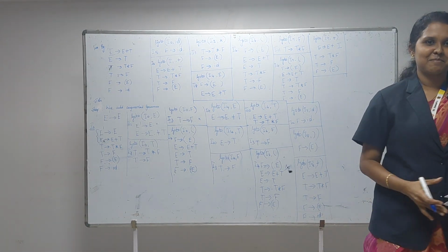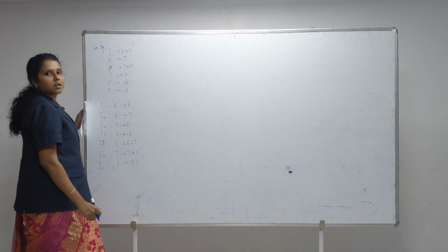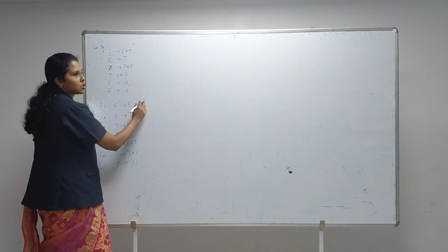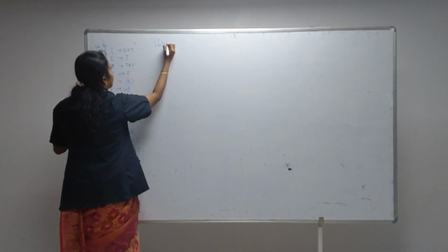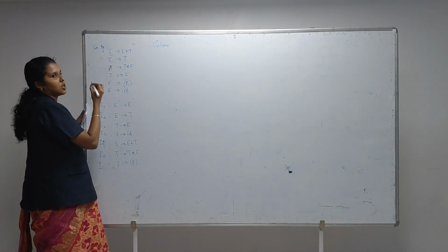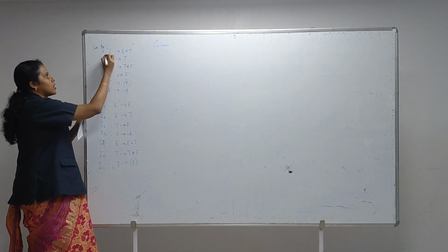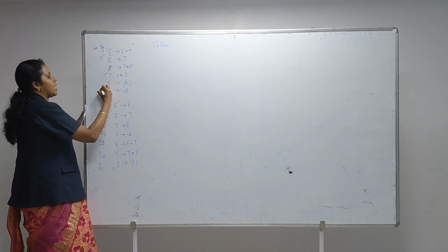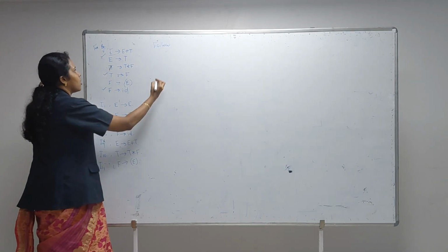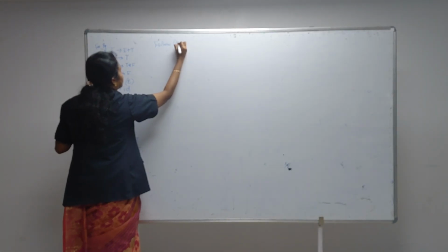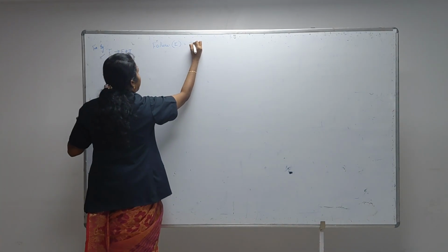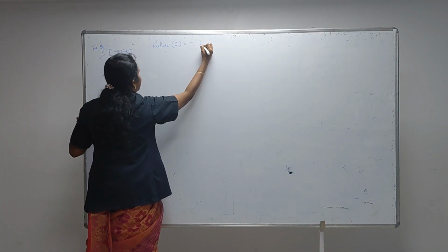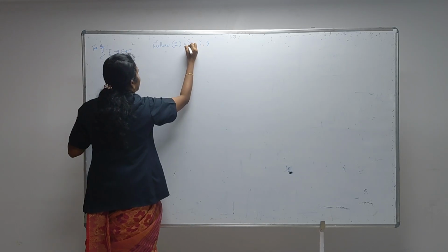Okay, so the next step is we have to find the follow for this production, that is, we have to find the follow for these non-terminals. We'll be having the non-terminals E, T and F. So we have to find the follow of E first. The follow of E is plus, close parenthesis and dollar.